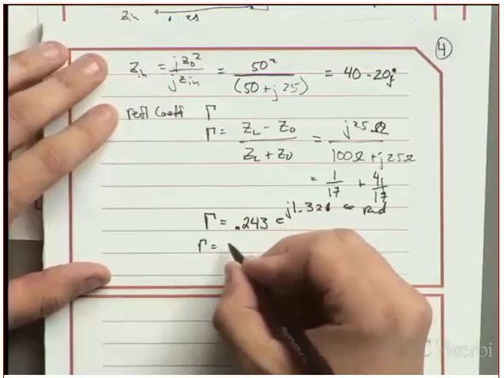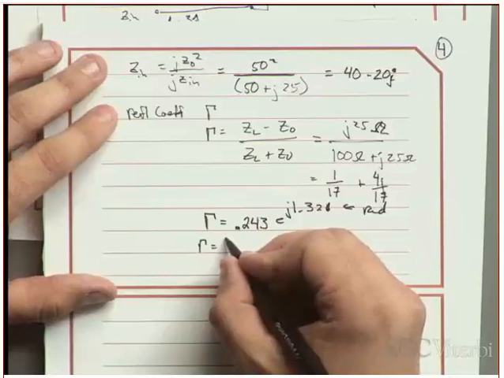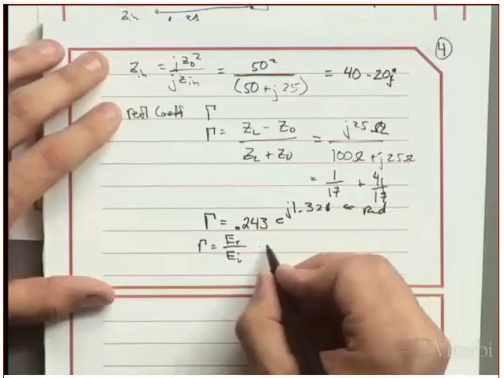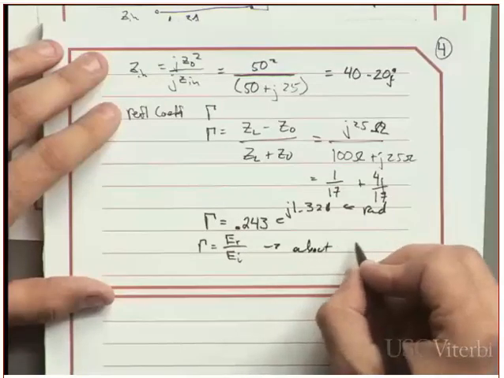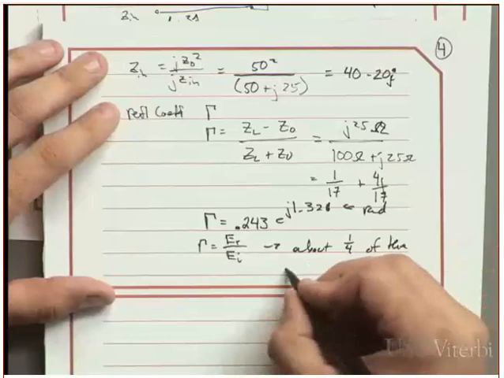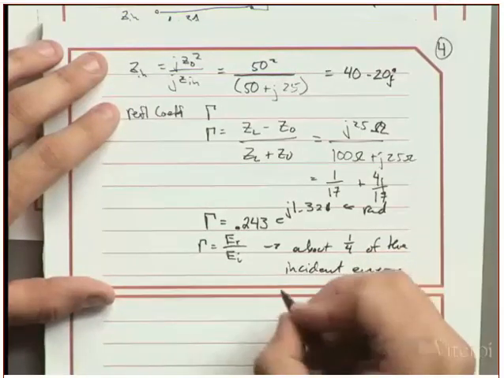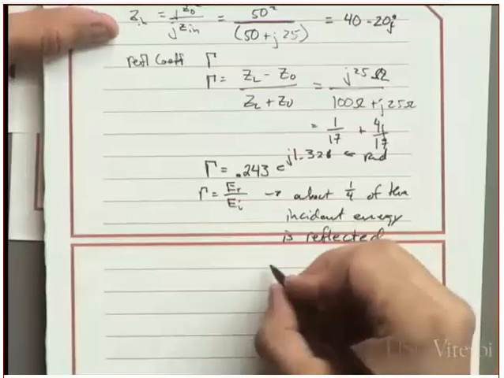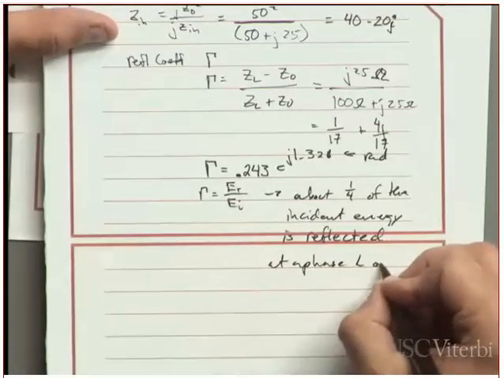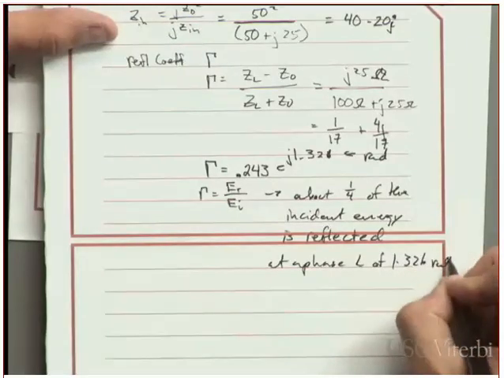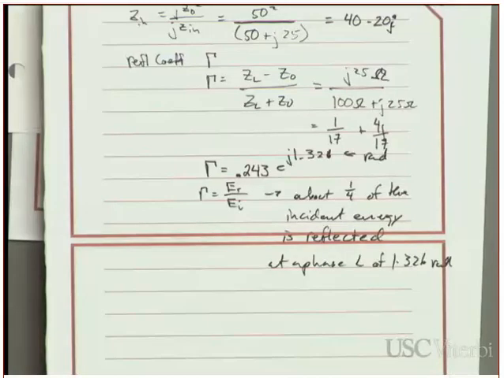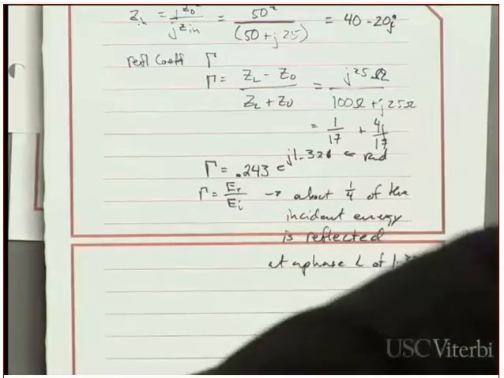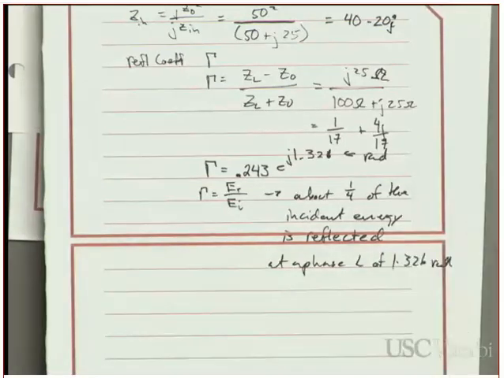But basically, if you remember, gamma is the ratio of the reflected voltage over the incident voltage. And so this means about 1/4 of the incident voltage is reflected. And if you work it out to power, it's about 6%-ish, at a phase angle of 1.326 rads. Okay, so that's doing stuff by hand. So now to the fun part. Let's do stuff by using the Smith chart. Okay, so I'm going to do the transmission line example first because it involves less explanation.